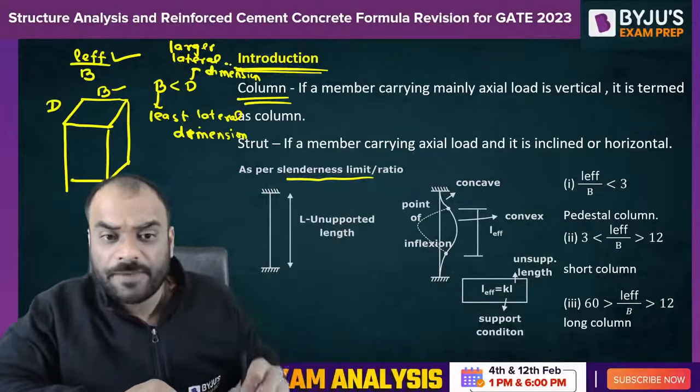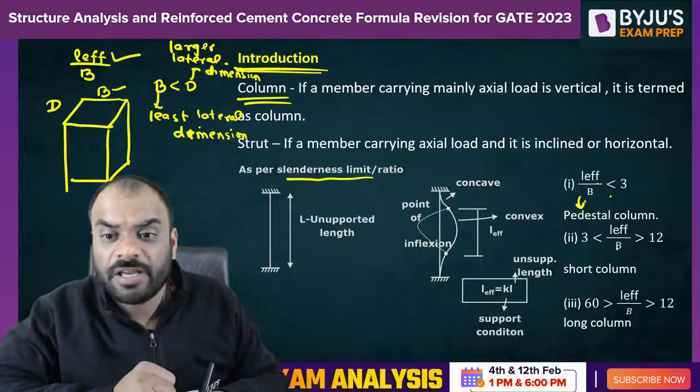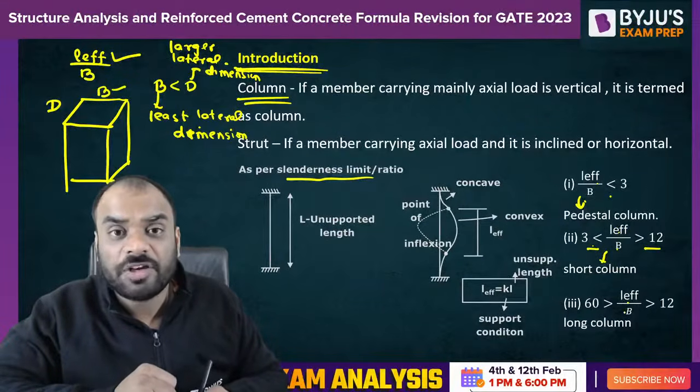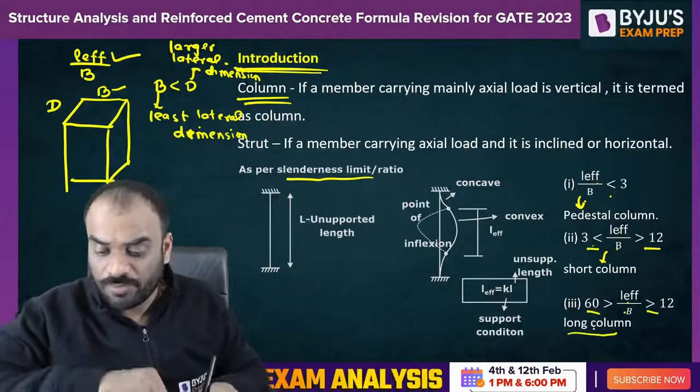Getting a point? Okay. Now guys, if L effective by B is less than 3, that is known as pedestal. If L effective by B is greater than 3 and less than 12, it is short column. If L effective by B is greater than 12 but less than 60, it is slender column or long column.